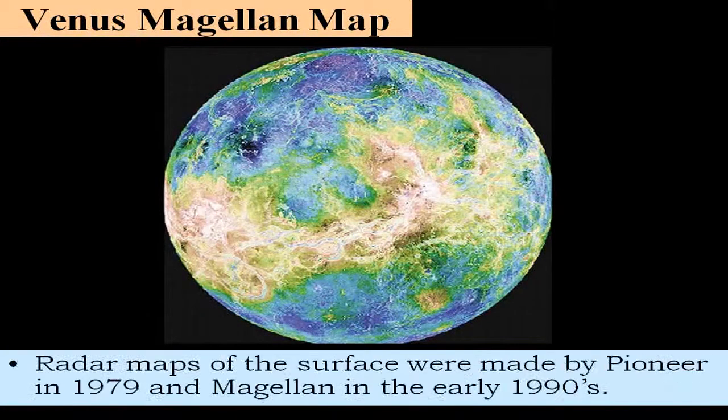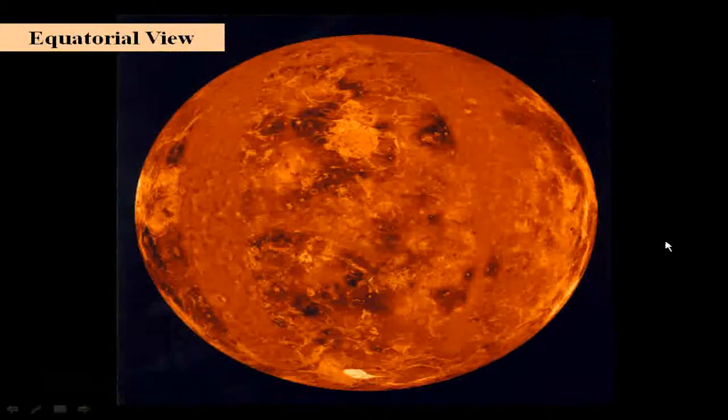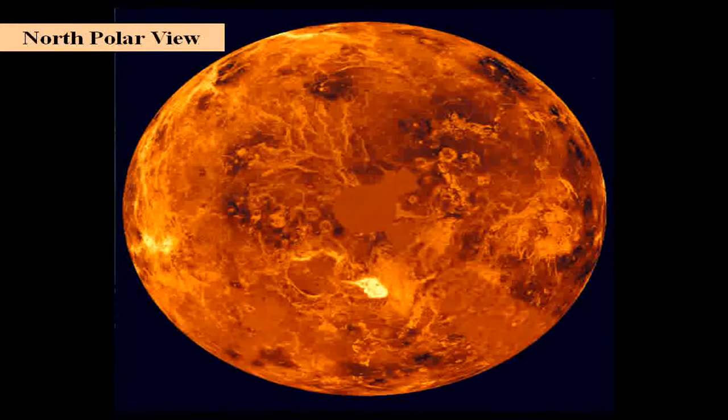Here's a Magellan map taken by radar in the early 1990s. NASA sent another probe to look at Venus, and using radar, it mapped all the surface of Venus in many flybys, and hence we actually know what the surface kind of looks like through this radar map of Venus. Here's an equatorial view of Venus. And here's a north polar view of Venus. And we can see what looks like a lot of impacts and some volcanoes.